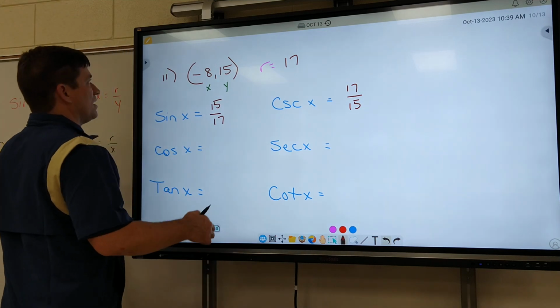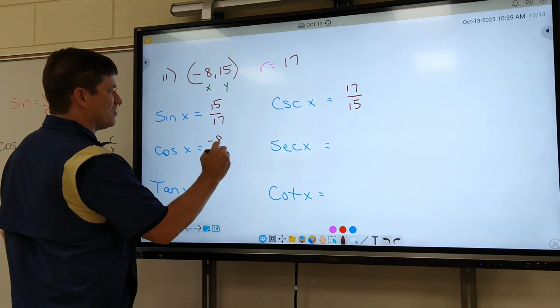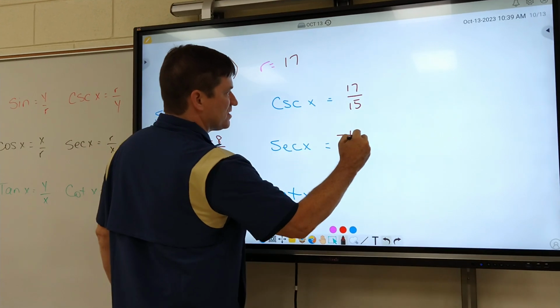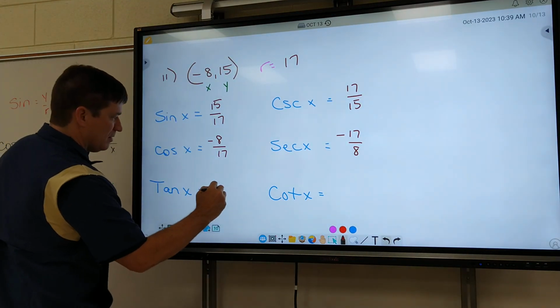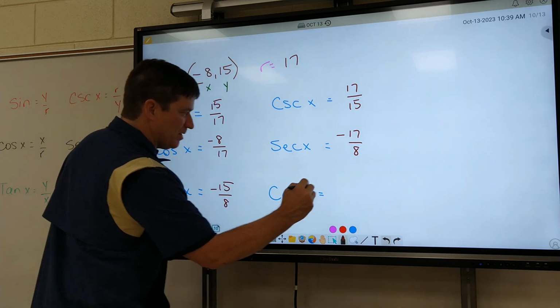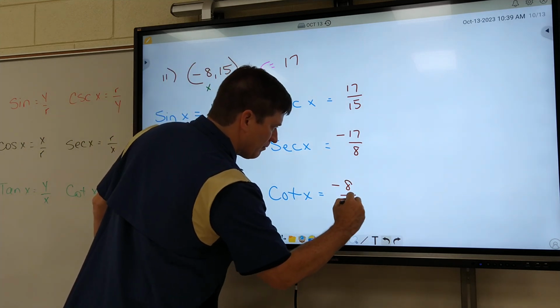So cosine is x on top. I got negative 8 over 17. Flip it, that's negative 17 over 8. Tangent's y over x, negative 15 over 8. Flip it, that's negative 8 over 15.